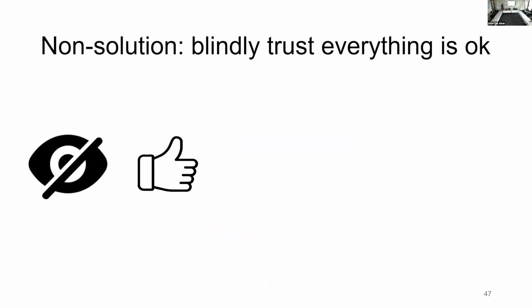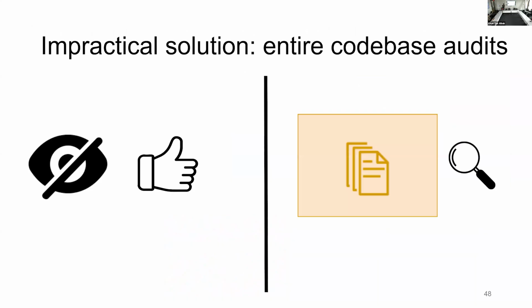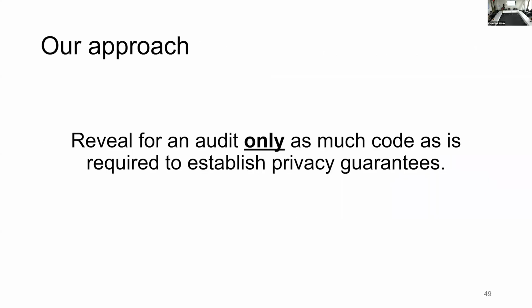That's not a solution. The other one, historically the way people verify these properties, is you do an audit of the code base. While you don't want to have to audit all the business logic, you don't want the cognitive load of all of that. You want to have some constrained audits about only privacy critical information. So how do we do that?